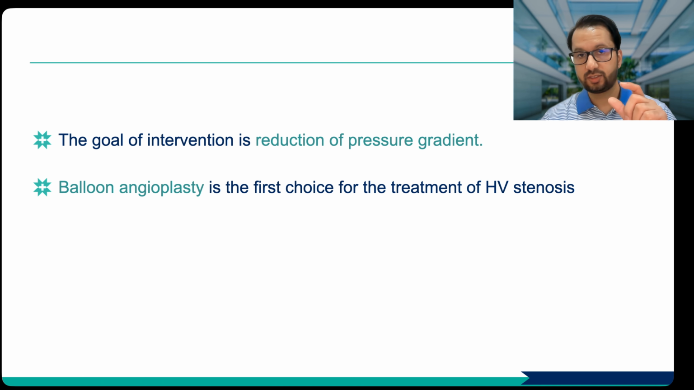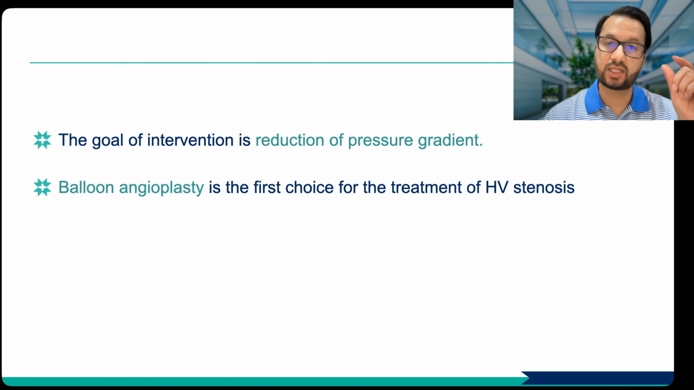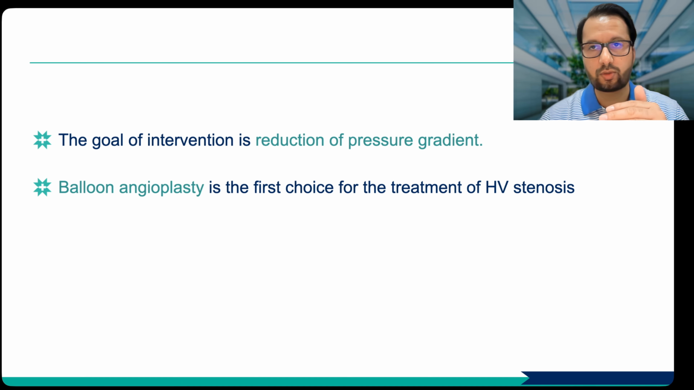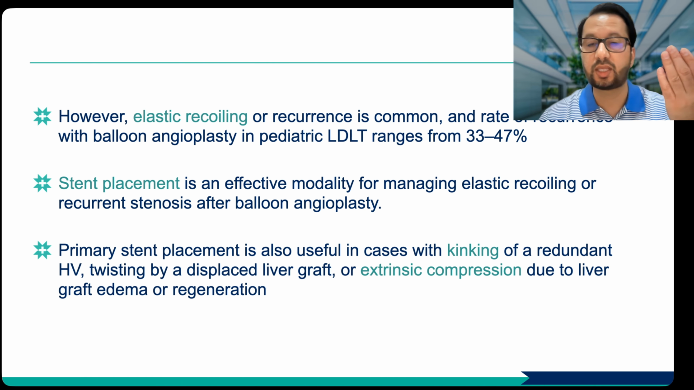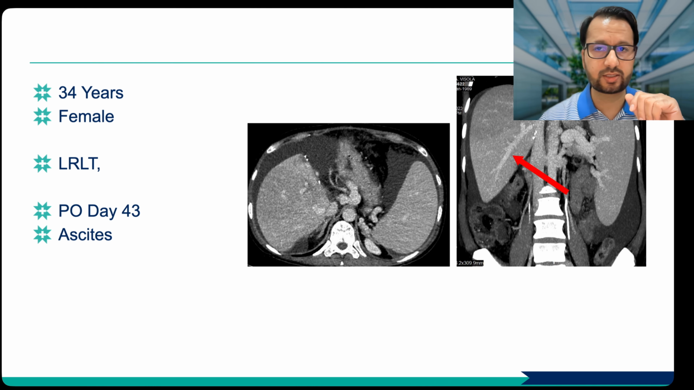The goal of intervention in hepatic vein stenosis is to reduce that gradient. So balloon angioplasty is the first choice, and then we repeat the pressure gradients. If the pressure gradients come to the normal, we stop there. If they don't, then we might have to use stents. And stents have excellent patency rates, but again there are some challenges.